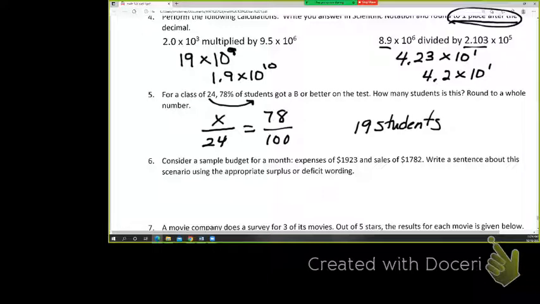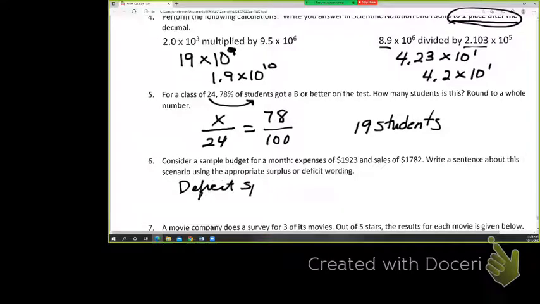Number 6, I think there is a question like this. We didn't look at deficit and surplus very much, but this is kind of an easy question, so I hate to take it off. If it's surplus, it means you have extra money. If it's deficit, it means you're spending more than you're making. So if the expenses are $1,923 and the sales are only $1,700, then we know we're losing money. So we could say there is deficit spending.